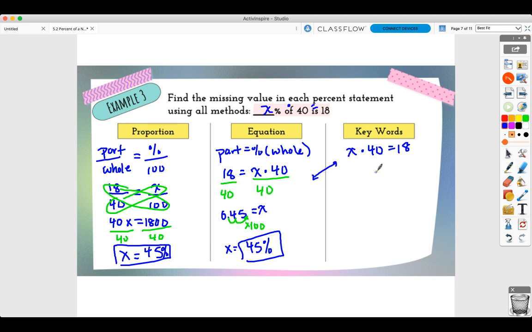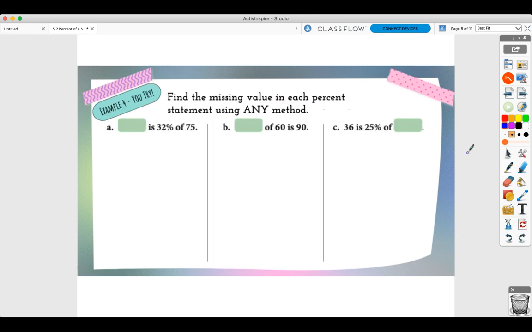I just would like to remember. So x is, again, 0.45, and then you change it to 45%. Same equation as that. All right? You decide which one makes more sense to you. They all work: proportion, equation, keywords. Your decision, ultimately. So now you pause the video here and you choose your method and you get your correct answer anyway. Pause it.